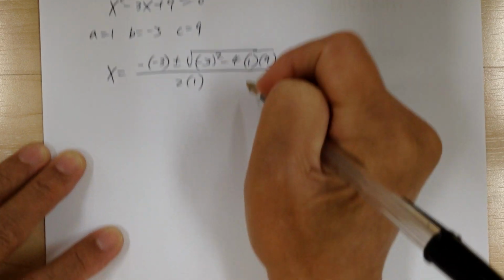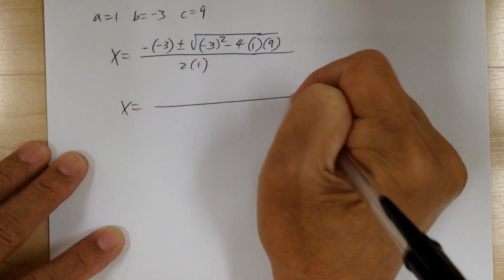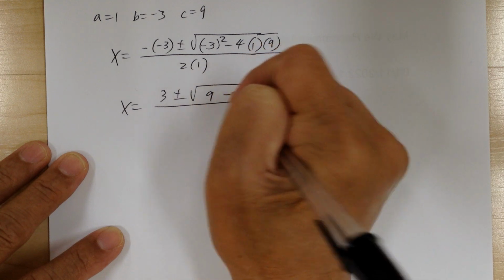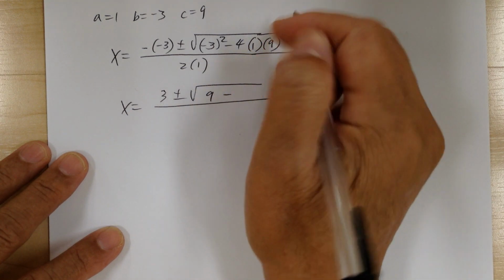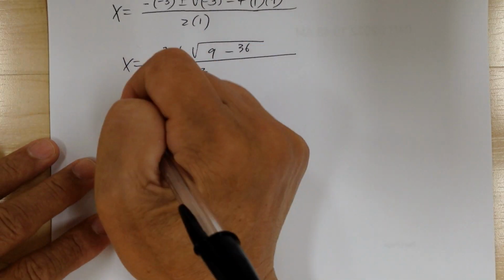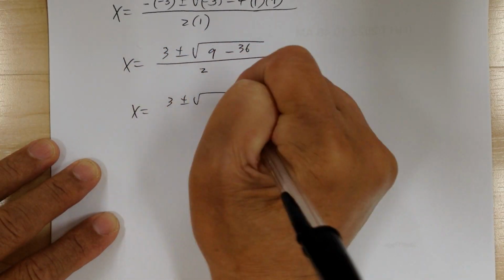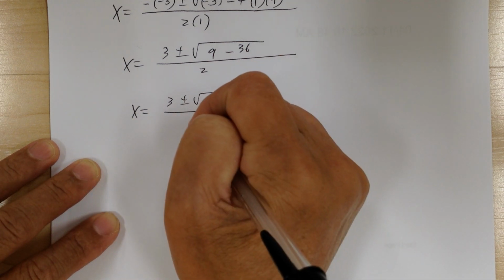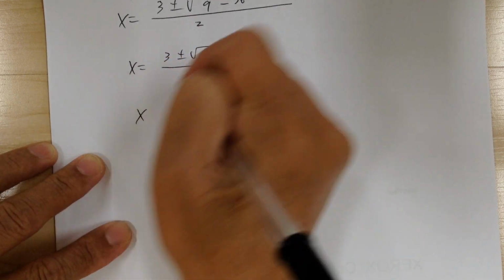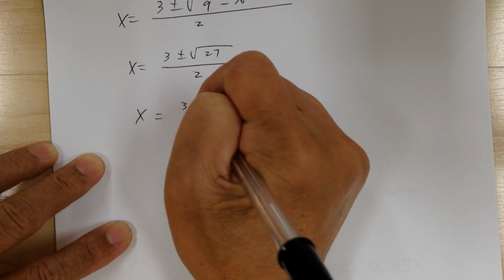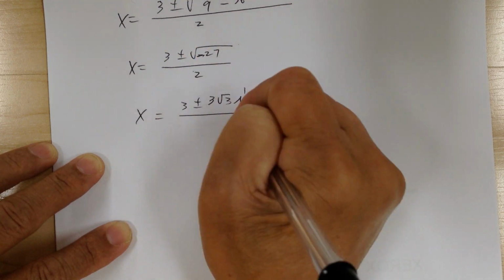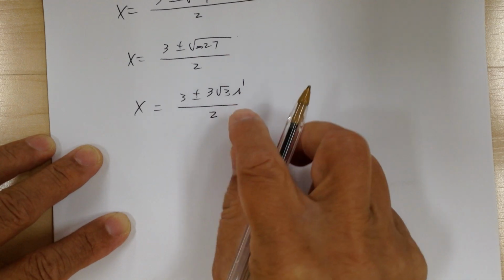over 2a. After you substitute, then you work it out. So you got 3 plus or minus the square root of 9 minus 36, over 2. So x equals 3 plus or minus the square root of 27 over 2. Then simplify this part. You're going to get 3 square root of 3 times negative i over 2. You can just leave it like that.